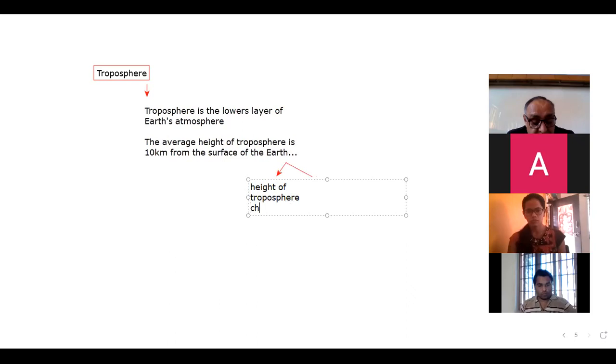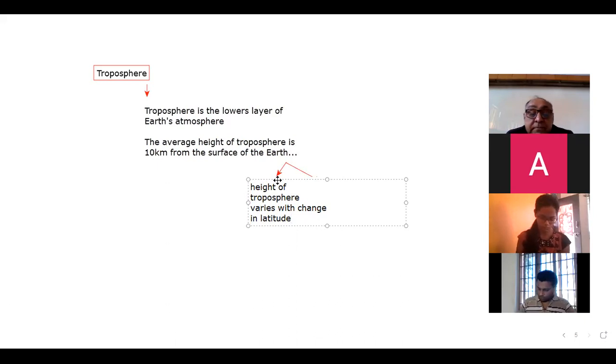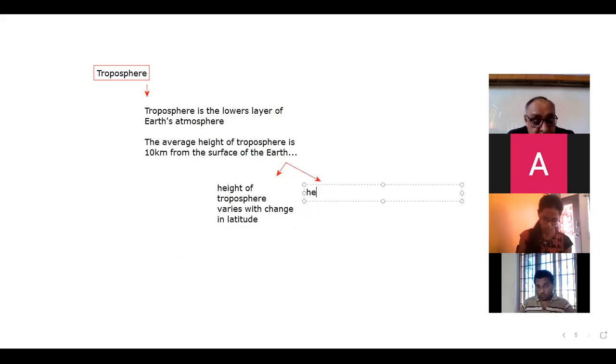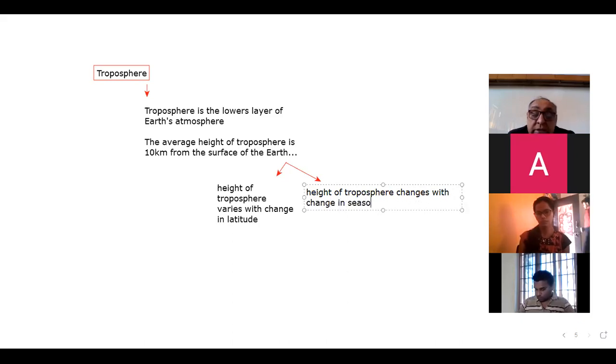Okay, the height of the troposphere varies with change in latitude. That is one point. And the second point is that the height of the troposphere varies with change in season. So these are the two important points. Please note these points.